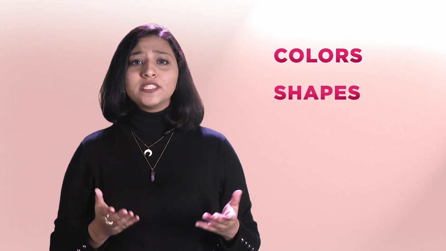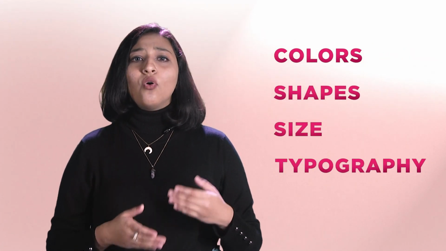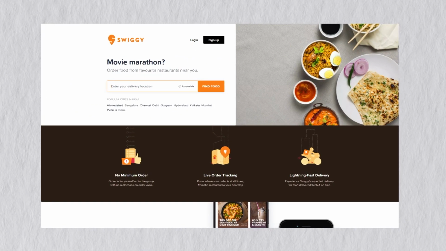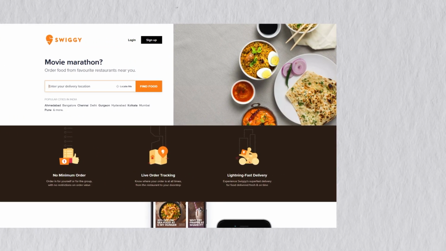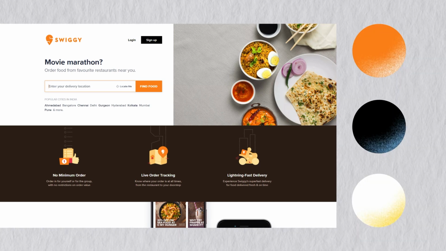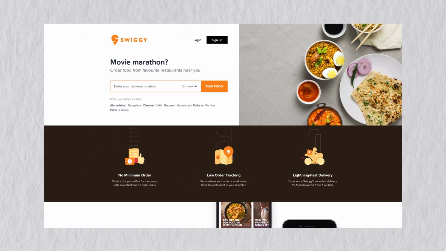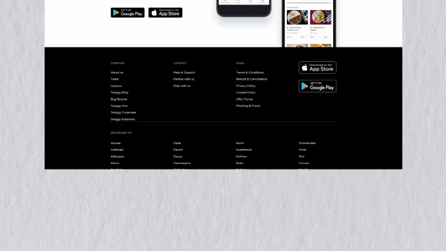Consistency in graphic design is like a thread that ties together all the elements of design. Consistency in a design composition can make it look efficient and immediately recognizable to the user. Consistency can be in terms of color choices or the choices of shapes, size, typography, or a certain pattern in the design. In Swiggy's website design, you can see that their main color palette is a mixture of orange, black, and white. This consistency in the color palette is maintained throughout their website.